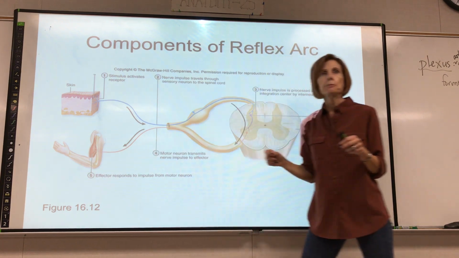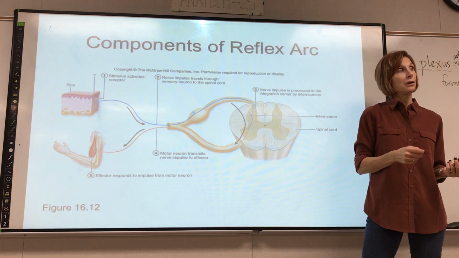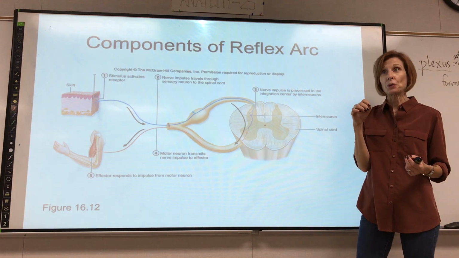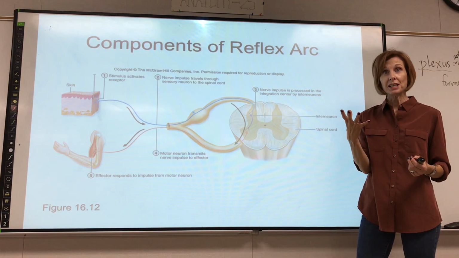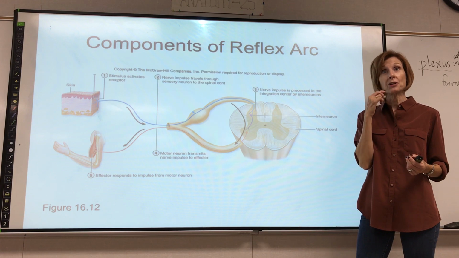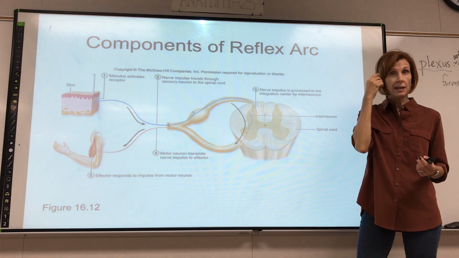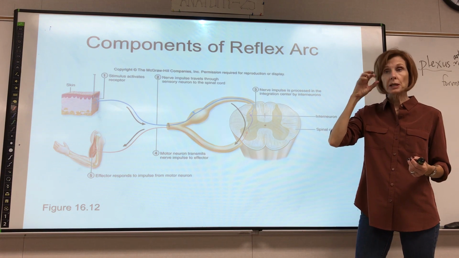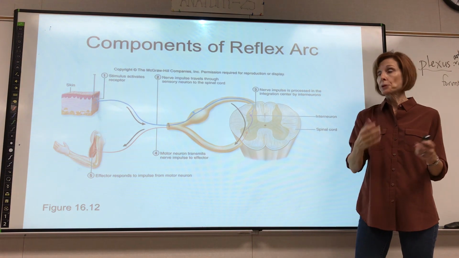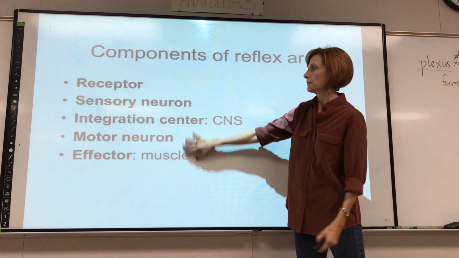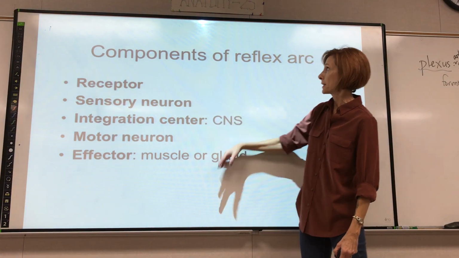And I say gland because we do have reflexes that involve our glands, right? Like when we salivate, when we start smelling or seeing food and we're hungry and we get that watery feeling in the mouth, that's a reflex. Or when you get something in your eye that irritates the eye and your eye becomes watery, you get more tear secretion, that's a reflex. So that's just the 5 parts of a reflex arc.